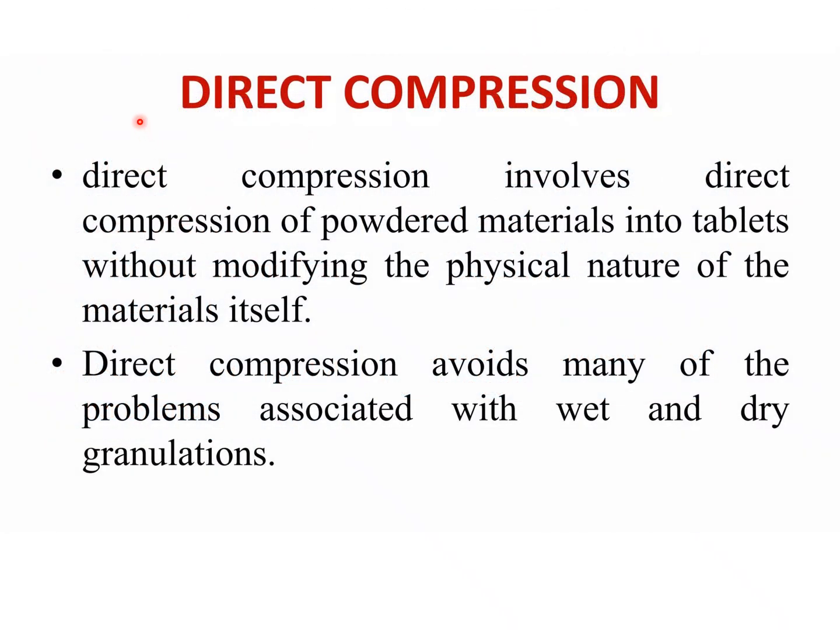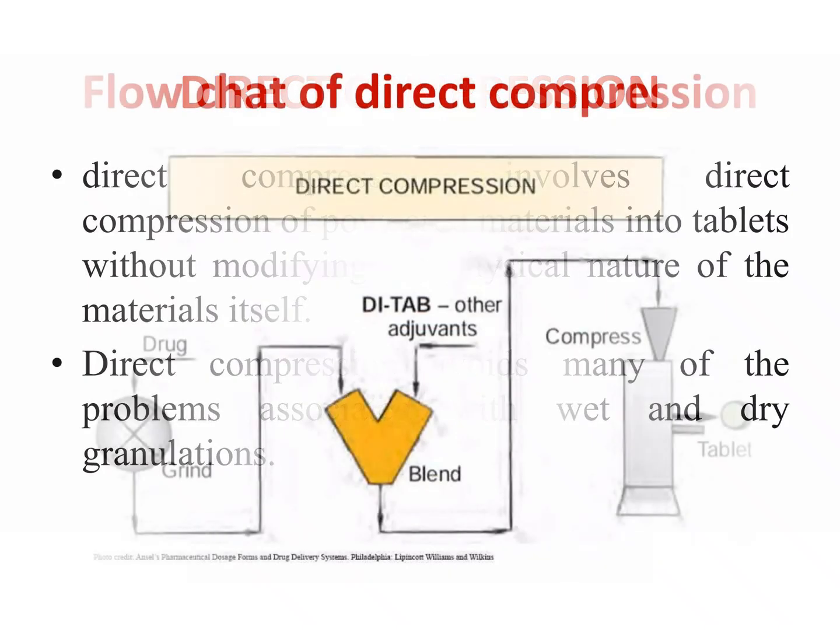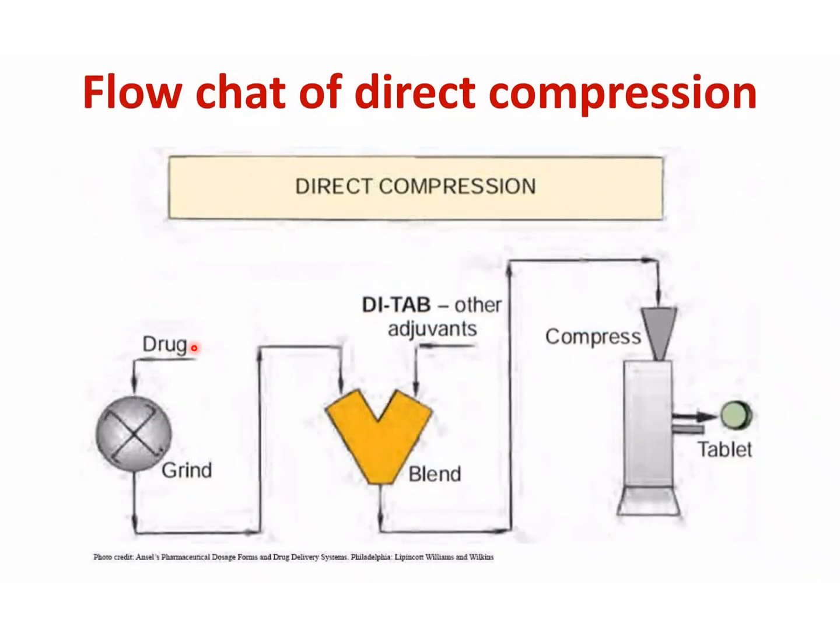So our third approach for tablet granulation is direct compression. Direct compression involves direct compression of powder materials into tablets without modifying the physical nature of the material itself. Direct compression avoids many of the problems associated with wet and dry granulation. So let's see. This is the flowchart. Here, no granulation has been conducted, no binder solution has been added, and no drying step has been performed. What has been done? Just the drug and excipients have been blended, and these are sent to the compression machine. This is the step.